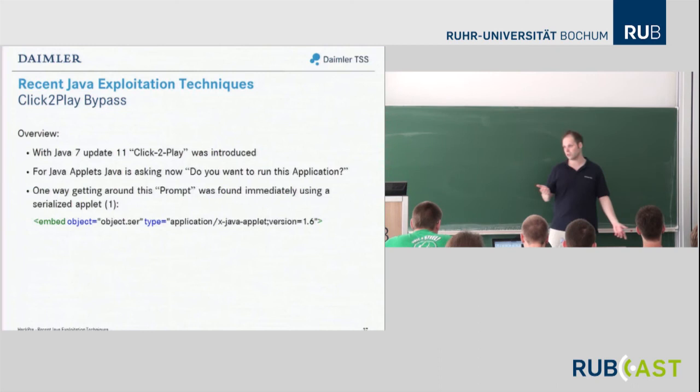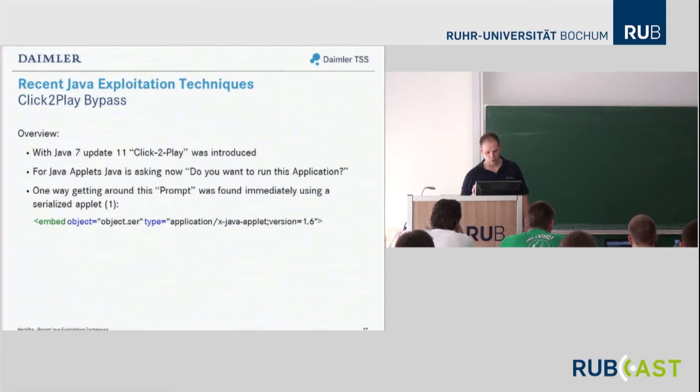And there was a specific code path in the JRE where the security check for click to play is not done for a serialized applet. It was pretty easy, and I think it was found by the guy from Immunity, and also by Adam from Security Explorations. But this was already fixed in the next version, so in 7 update 13.